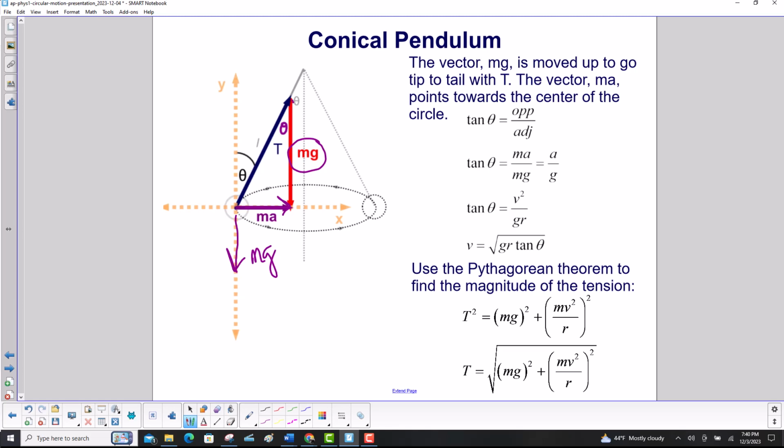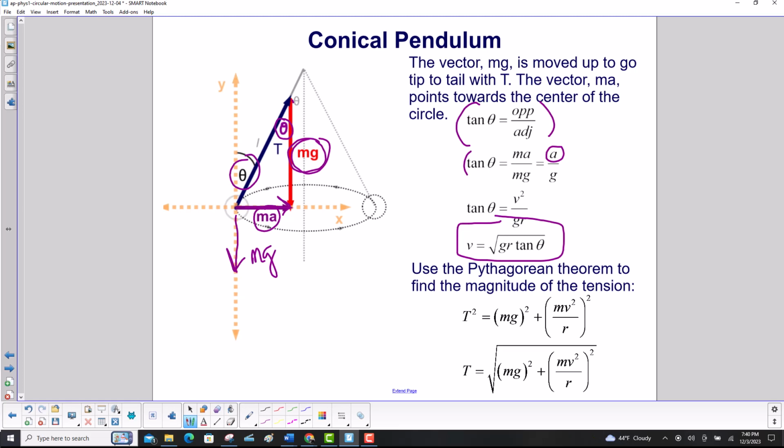So now we have a right triangle. So let's use tan theta is opposite over adjacent. So tan theta, and by the way, here's theta right here, just the same as this angle. So that's equal to ma over mg, or a over g. Tan theta is also equal to v squared over gr. Why? We replaced a with v squared over r. And look, we get the same velocity again, square root of gr tan theta. That's good because the physics doesn't change, it's just the equations.